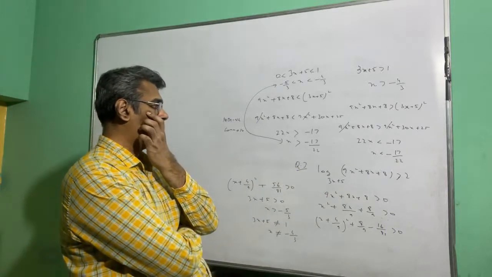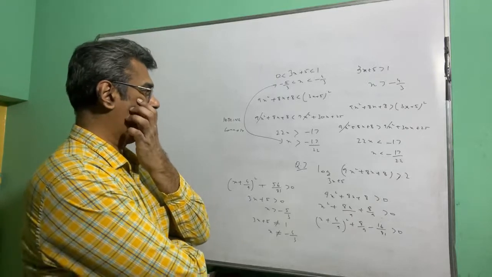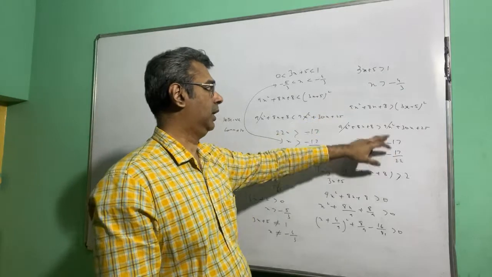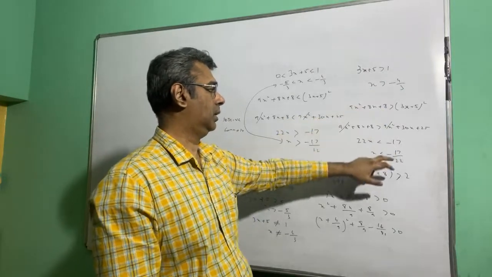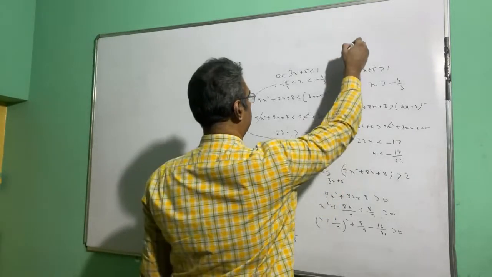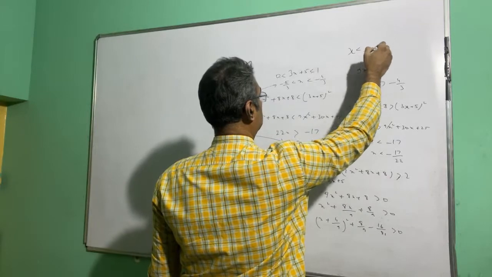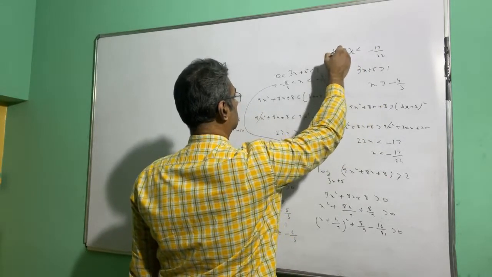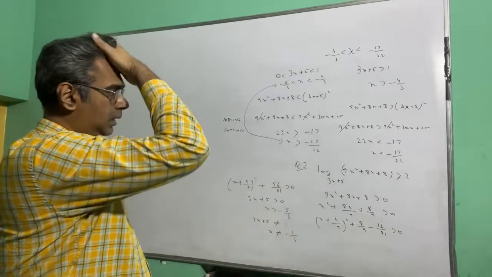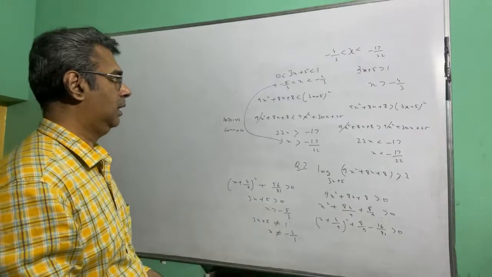So x is less than minus 17 by 22 and x is greater than minus 4 by 3. So if you take these two answers together, greater than minus 4 by 3 and less than minus 17 by 22, then the final answer will be this. So x will be between minus 4 by 3 and minus 17 by 22. So this will be the second answer.